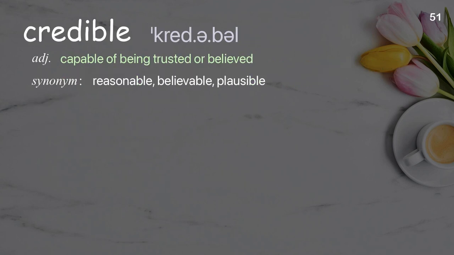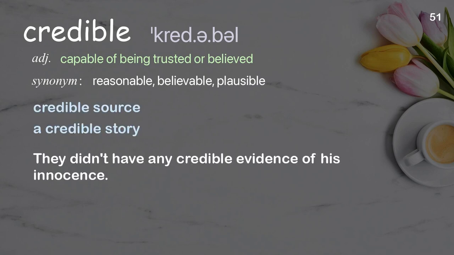Credible. Capable of being trusted or believed. Examples. Credible source. A credible story. They didn't have any credible evidence of his innocence.